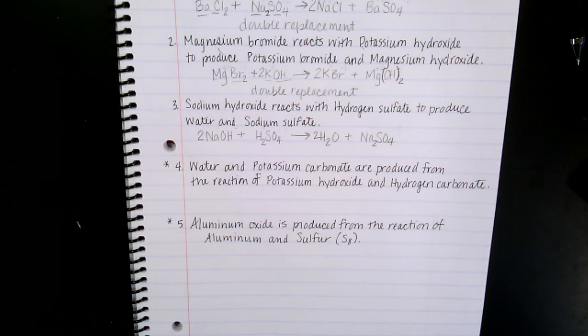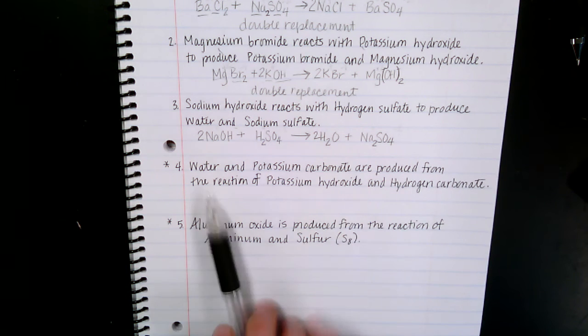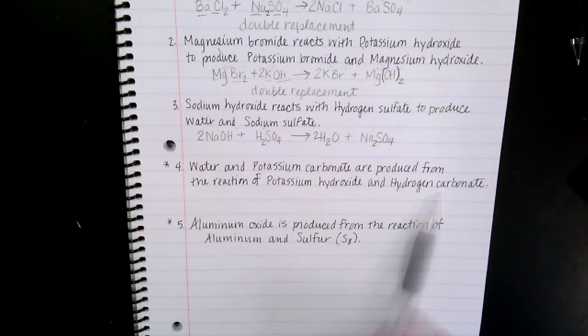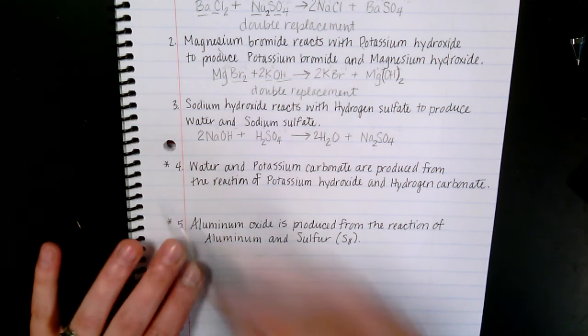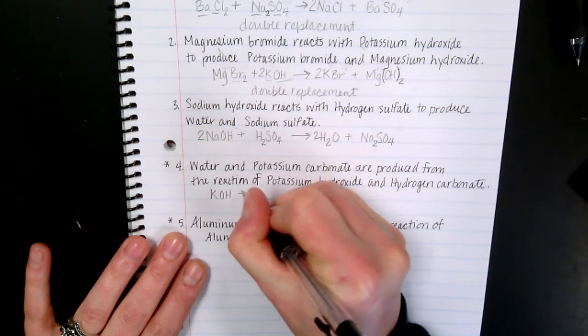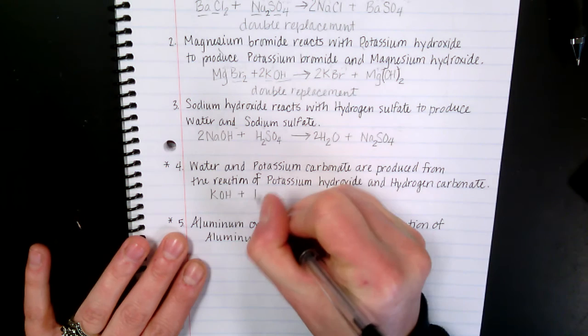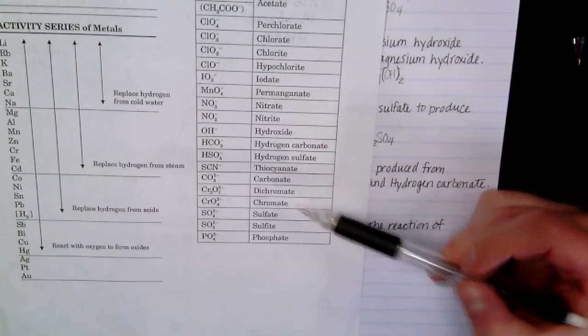Okay, 4 and 5, I have a star by them because they kind of have stuff reversed. So it says water and potassium carbonate are produced from the reaction of potassium hydroxide and hydrogen carbonate. So you need to make sure that you pay attention to what it's saying. So it said the reaction of potassium hydroxide, potassium is K, hydroxide is OH, and hydrogen carbonate is on your reference table, CO3 with a -2 charge.